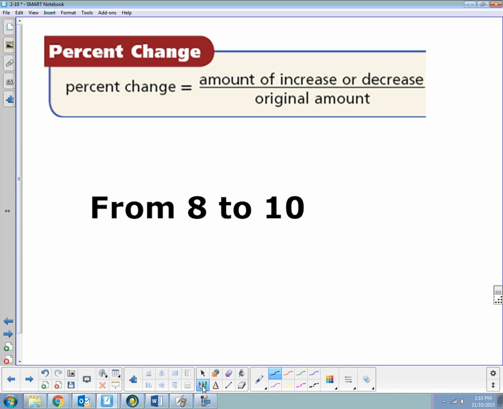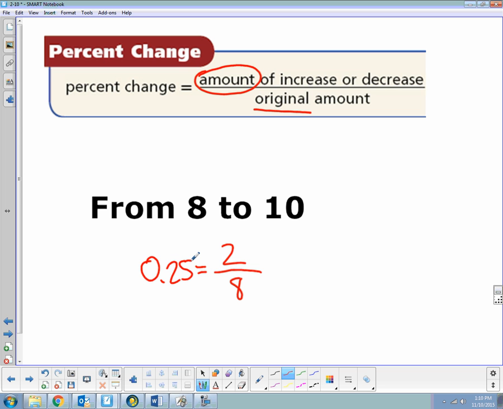If we use my formula, I've got to figure out what the amount of increase or decrease is. So from 8 to 10, it went up by 2. It changed by 2. And so the amount of increase or decrease would be 2. The original amount, and this is important, the original amount is where it's starting from. And so it says from 8 to 10, it's starting from 8 and going to 10. So the original amount is 8. So the percent change then would be whatever 2 divided by 8 ends up being. So 2 divided by 8 is 0.25.